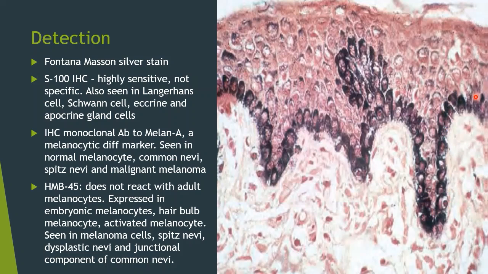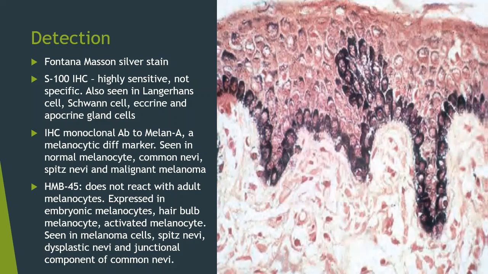And we can use immunohistochemical markers like S100. S100 is a highly sensitive IHC marker for melanocytes, but it's not specific because it is also seen in Langerhans cells, Schwann cells, eccrine and apocrine duct and gland cells. IHC for Melan-A is a melanocytic differentiation marker, and it is positive in normal melanocytes, common nevi, Spitz nevi, and malignant melanoma.